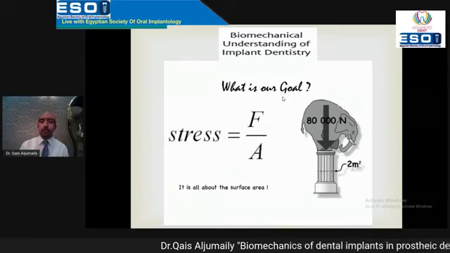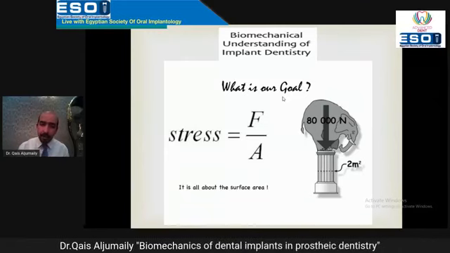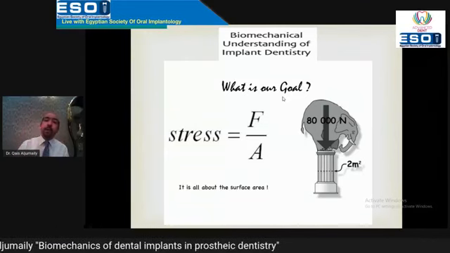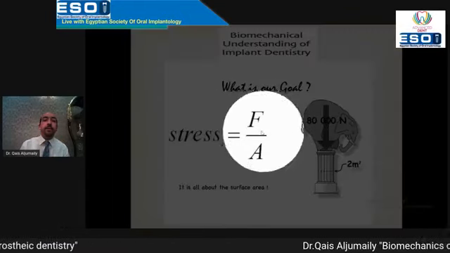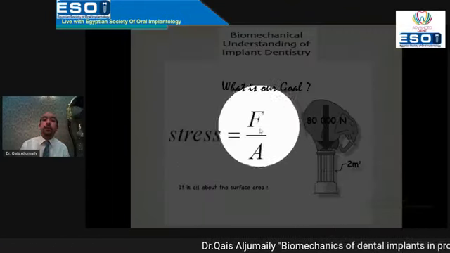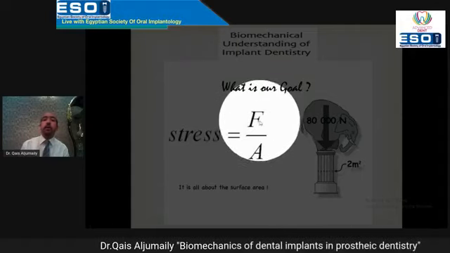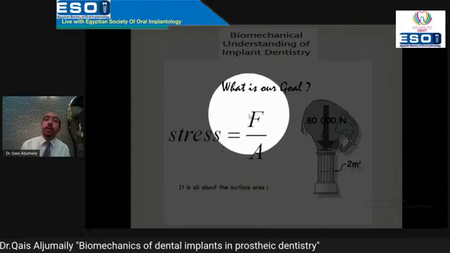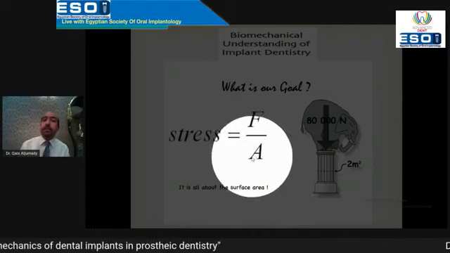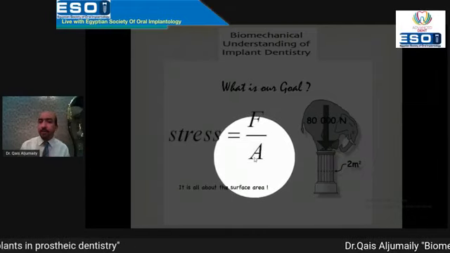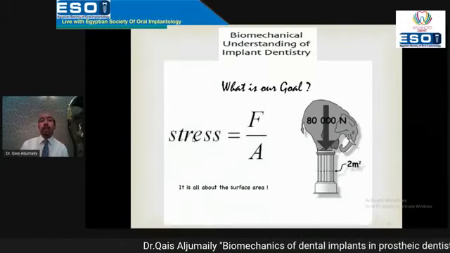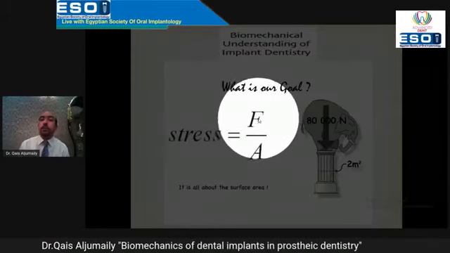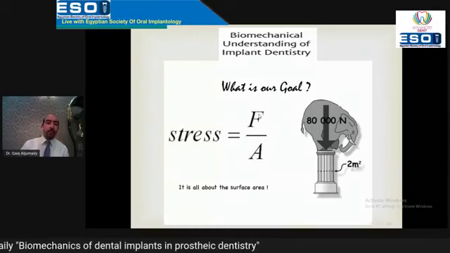How do I reduce this stress? To reduce the amount of stress, as you know in physics, stress is the force over area. So I have to reduce the force and increase the area, the surface area. By this way, I'm going to decrease the stress. How to reduce the force I will explain later.